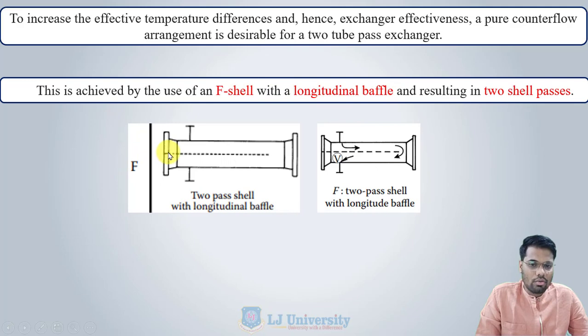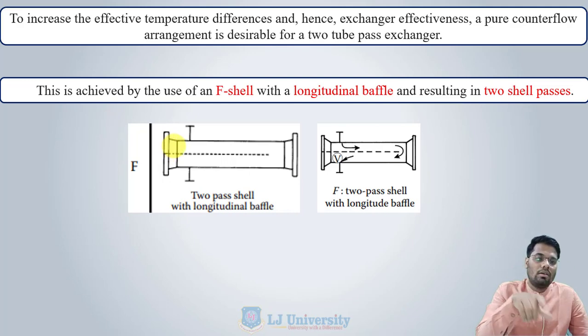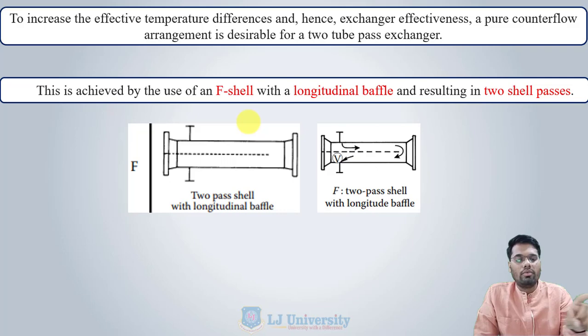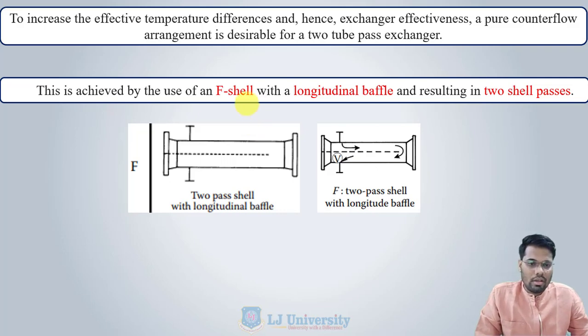Here you can see that the longitudinal baffle is used to separate the two parts of the shell, so that the fluid flows in two parts, as we have just seen in a previous video. The fluid takes entry from one point, flows through the tubes, takes a U-turn and exits from the second part. So that was the F shell, which uses the longitudinal baffle to separate the two parts of the shell, resulting in two shell passes.